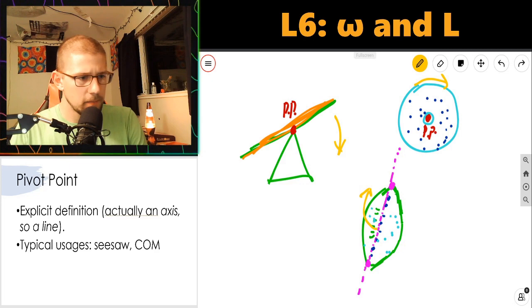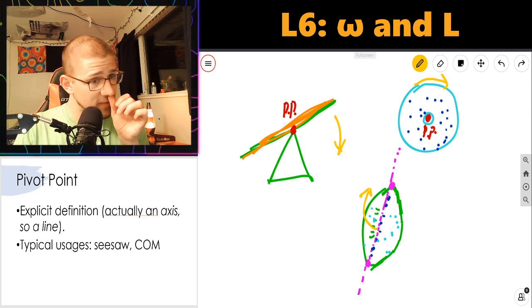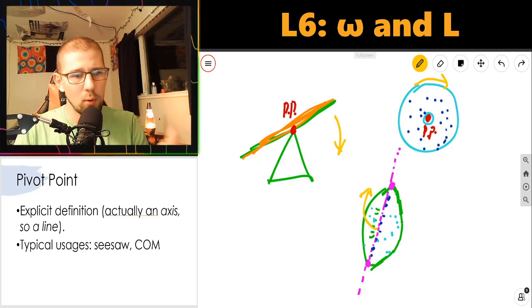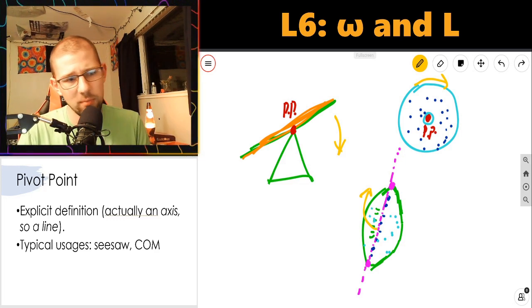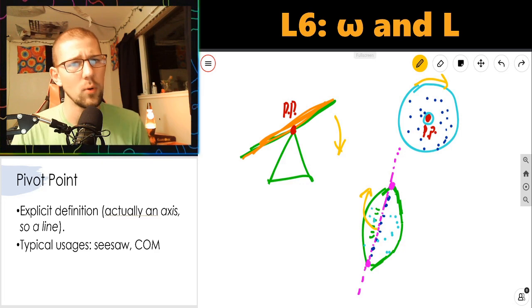Okay. I think that's all I really want to say for pivot point. So the pivot point is the main, I would say the main new thing that doesn't really translate that well from linear momentum. So getting used to pivot points is a good idea.